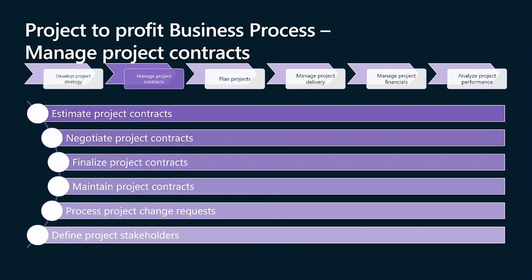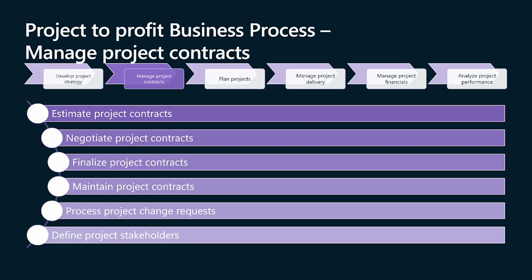So here, to manage project contract effectively and ensure smooth project execution, it's essential to follow these key L3 business process. Estimate project contract, so define the scope, resources, and cost to ensure clear understanding and mitigate risk. Negotiate project contracts, agree on all terms to reduce dispute and foster strong business relationship. Finalize project contract, confirm terms, obtain approvals, and prepare the contract for execution. Maintain project contract, so manage ongoing compliance, track performance, and handle amendments.